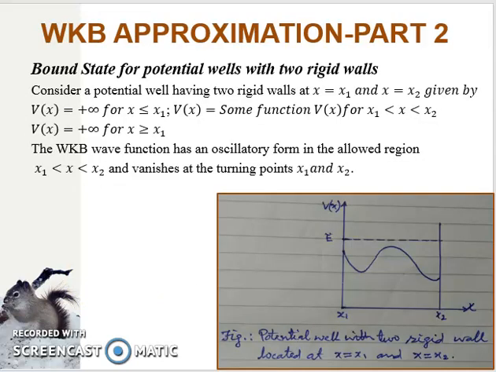So the only difference with the previous case is that here we have n plus 3 by 4, and in the earlier case, when there was no wall, it was n plus half only.